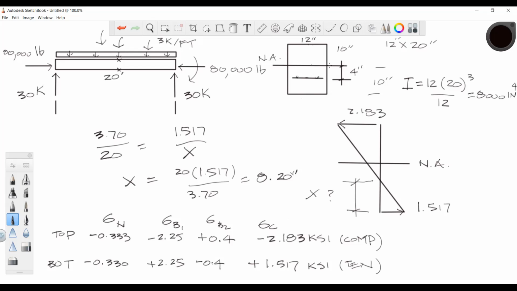Any questions on that? There's a lot to it. The biggest thing you have to watch on this, it's not too terribly bad, but you have to think about the sign of your bending stresses. The normal stress is pretty straightforward. It's either in compression or it's in tension. Okay. So same thing there. All right, any questions?